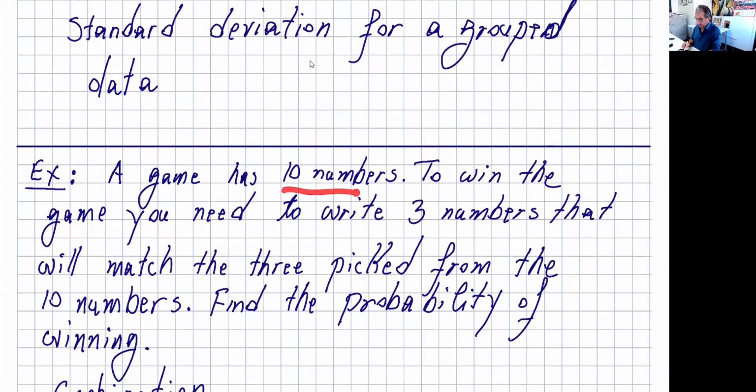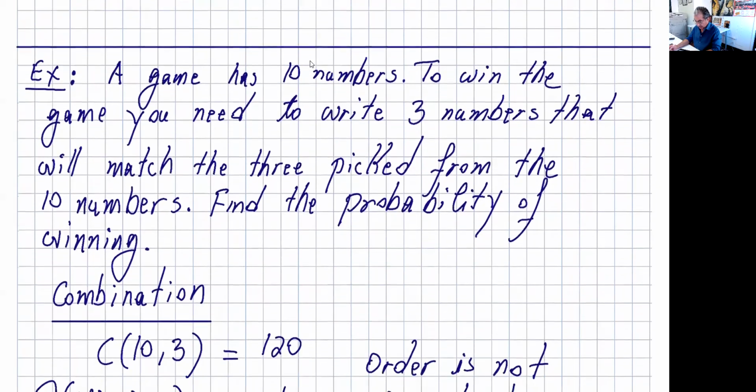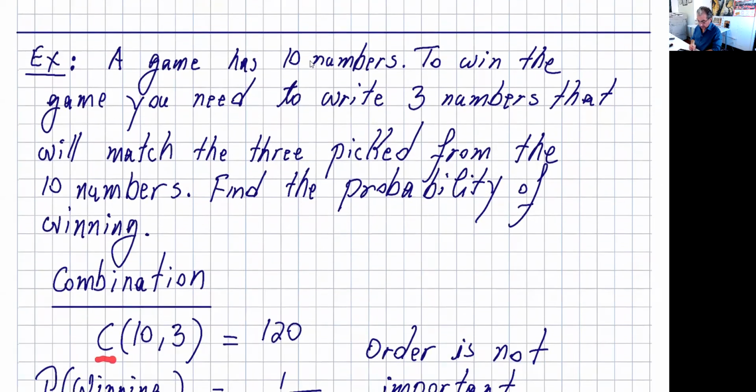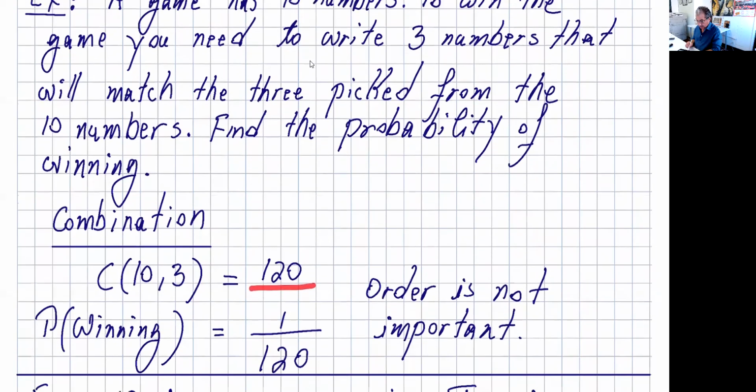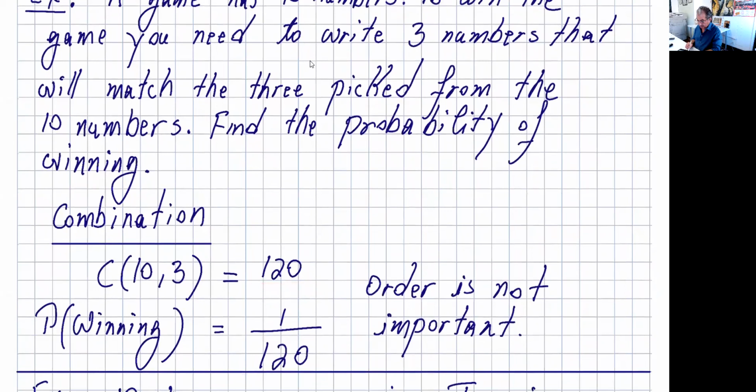A game has 10 numbers. To win the game, you need to write 3 numbers that will match the 3 picked from the 10 numbers. Find the probability of winning. When you just have to pick 3 numbers, the order is not important. If the order is not important, then that's a combination. Combination of 10, 3 is 120. Probability of winning: you only have one of those, so it's 1 out of 120.